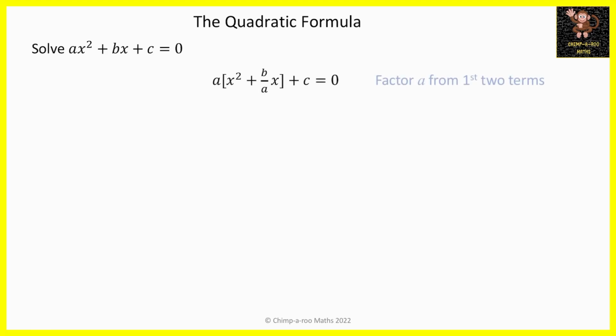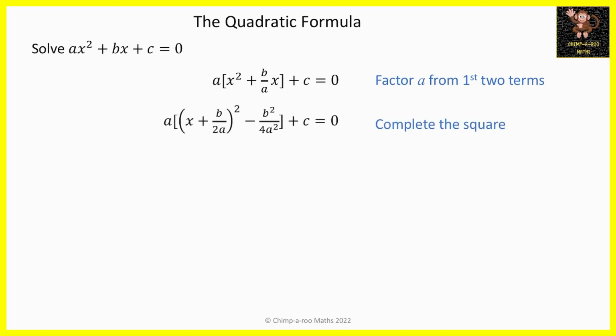So first of all, let's take out a factor of a from the first two terms. It leaves a, and then square brackets x squared plus b over a times x, close the square brackets, plus c equals 0. Now complete the square on that expression inside the square bracket. So we've got x plus b over 2a all squared, take away b squared over 4a squared. Now times all that by a and add in c. So if we now expand those square brackets, we've got a, lots of x plus b over 2a squared, minus b squared over 4a plus c equals 0.